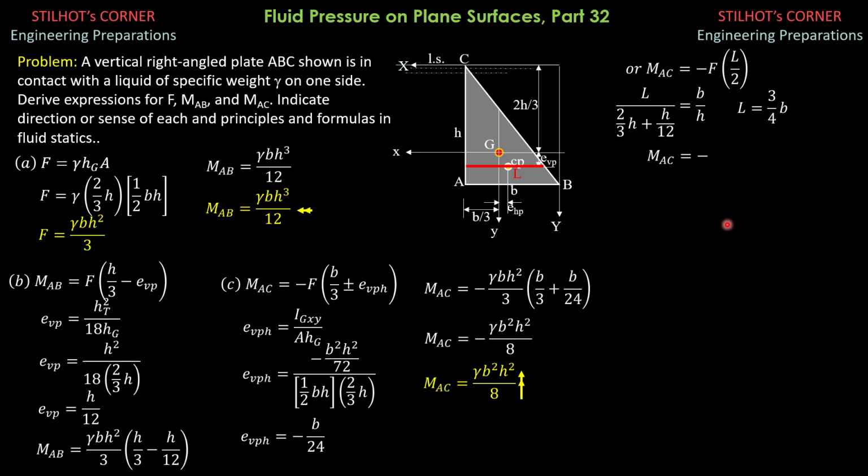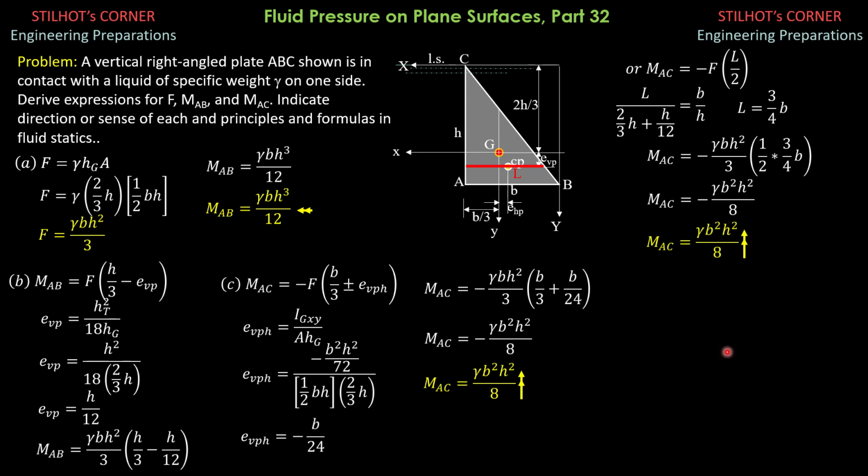Substitute there, MAC is negative gamma B H square over 3 times 1/2 of 3/4 of B. So cancel 3, and it is negative gamma b square h square over 8, indeed same as this, making it positive, and that's the sense.